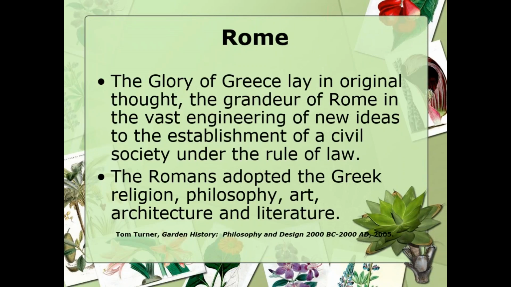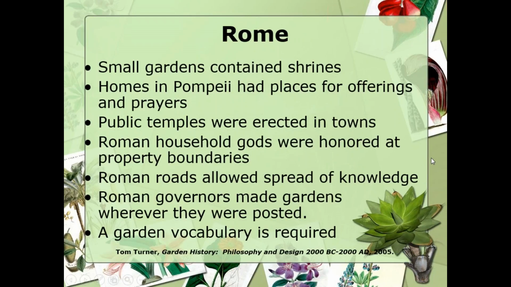The glory of Greece lay in the original thought, the grandeur of Rome in the vast engineering of new ideas, to the establishment of a civil society under the rule of law. The Romans adopted the Greek religion, philosophy, art, architecture, and literature. Small gardens contained shrines. Homes in Pompeii had places for offerings and prayers. Public temples were erected in towns. Roman household gods were honored at the property boundaries. Roman roads allowed for spread of knowledge, and Roman governors made gardens wherever they were posted. A garden vocabulary is required.